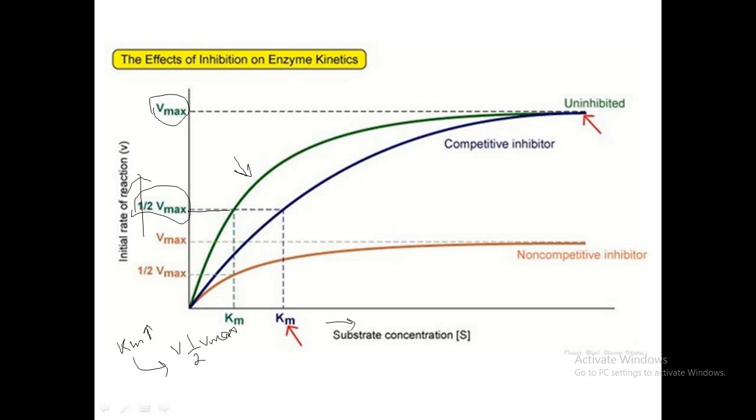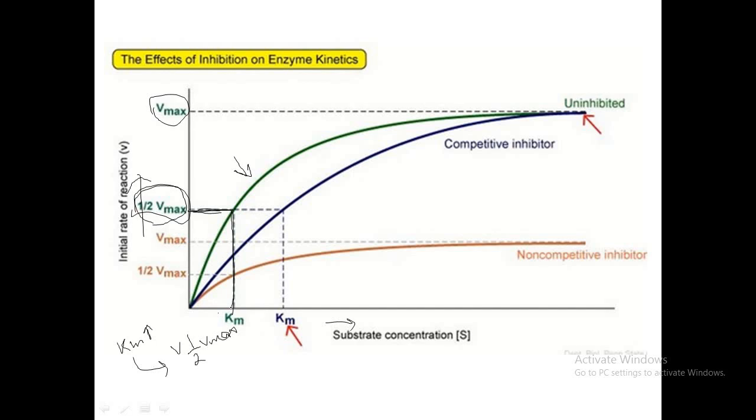This axis denotes substrate concentration, and since Km is a substrate concentration, Km is located on this axis. So Km is the substrate concentration at which V0 is half of Vmax. This is the point where V0 is half of Vmax, and Km is that substrate concentration.